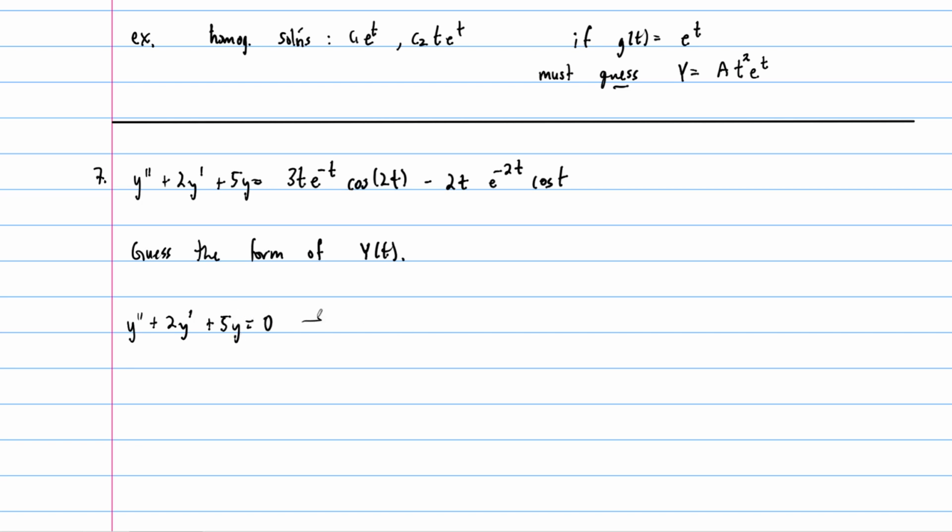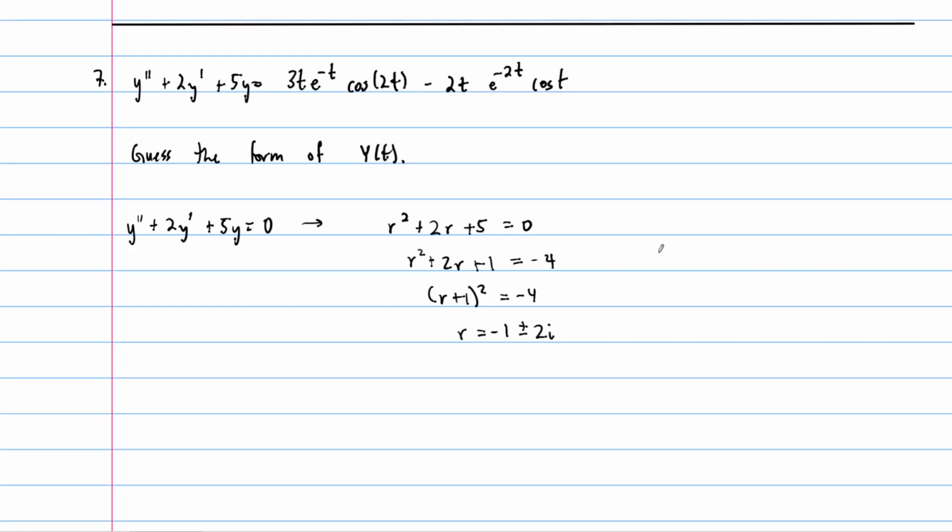This one has characteristic equation r squared plus 2r plus 5 equal to 0. So this is going to be what? r squared plus 2r plus 1 plus 4. So we can move this over, minus 4. And then this is (r plus 1) quantity squared equals minus 4. So r is equal to minus 1 plus or minus 2i.